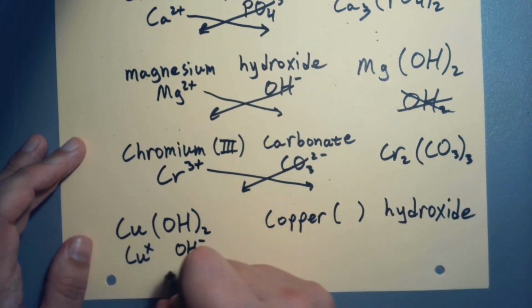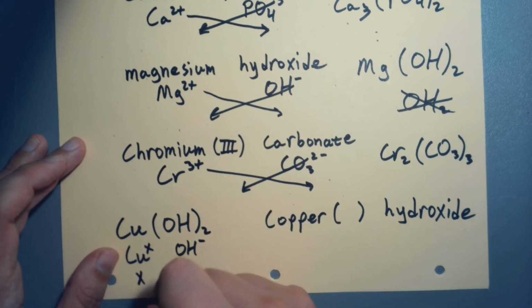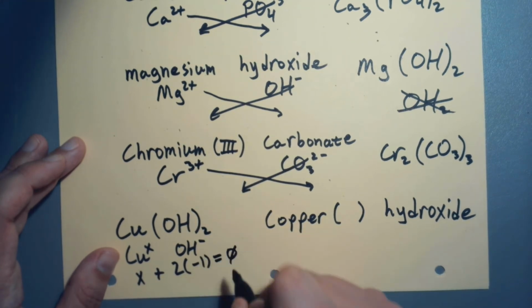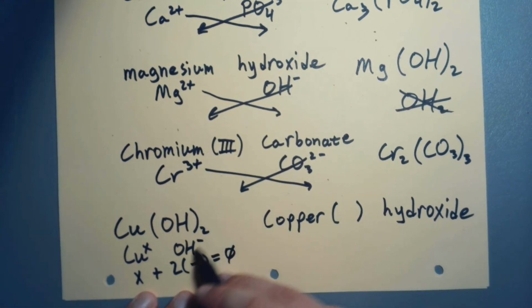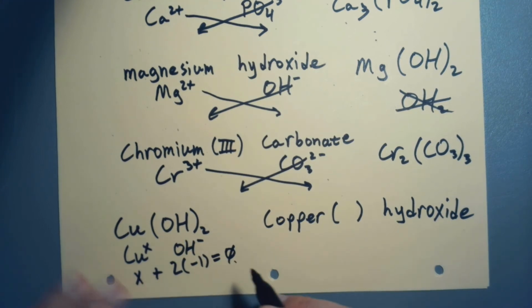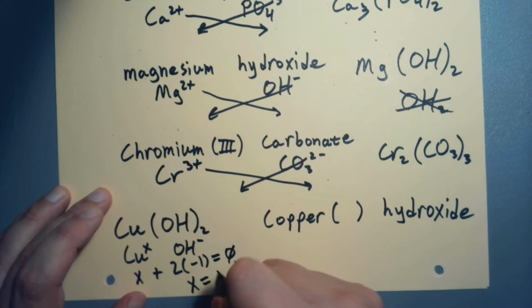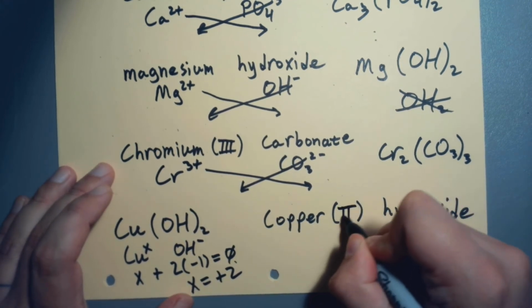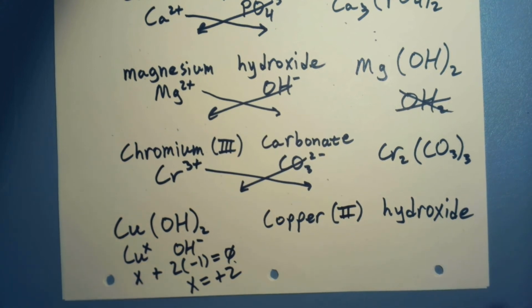Alright. Now, what do we do? Remember we do the little trick. So our charges are going to add to 0. I've got 2 -1s plus something gives me 0. So that means my something is +2. Which means I have copper(II). So that is as hard as it's going to get.